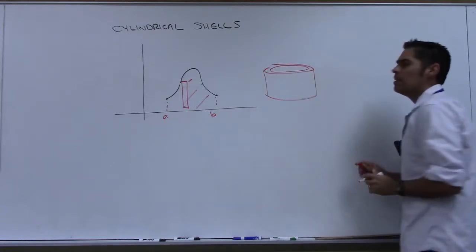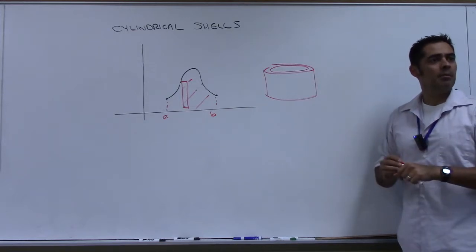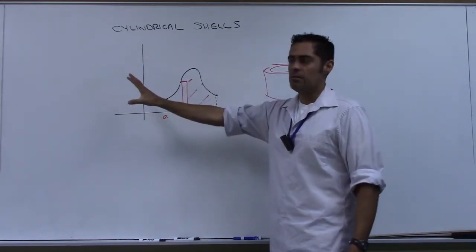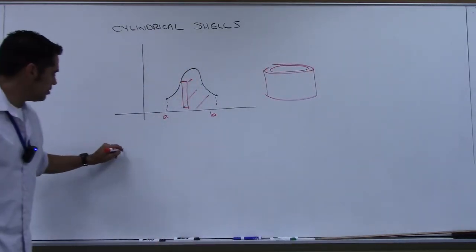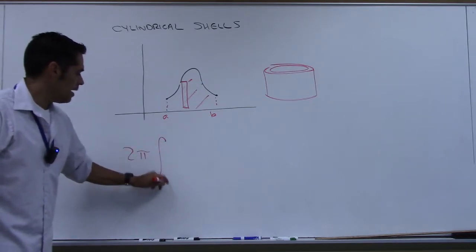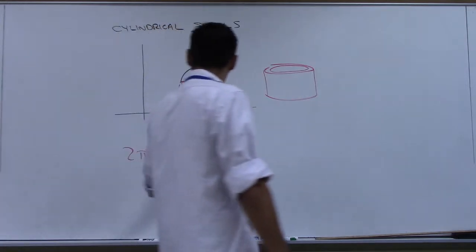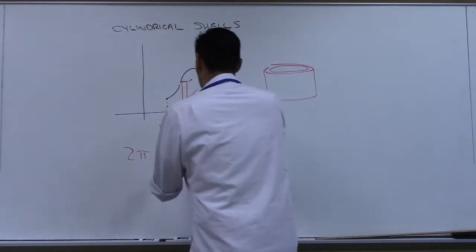And what we determined last time is, remember, we cut that open and laid it flat, and we came up with a formula for this volume wrapped around. Anyone remember what it was? It was 2 pi integral from a to b of x times f of x dx.